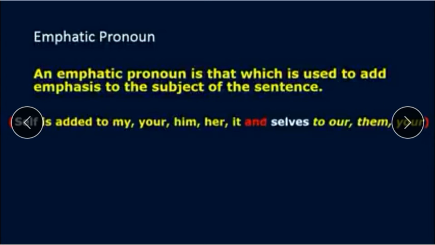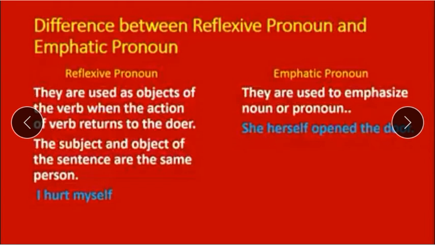So you can see with the help of the example what the difference is between a reflexive pronoun and an emphatic pronoun. Reflexive pronouns are used as objects of the verb when the action of the verb returns to the doer. Like I had given the example, I hurt myself. Here the subject is I and myself is the object. They are used as objects of the verb. The subject and object of the sentence are the same person.